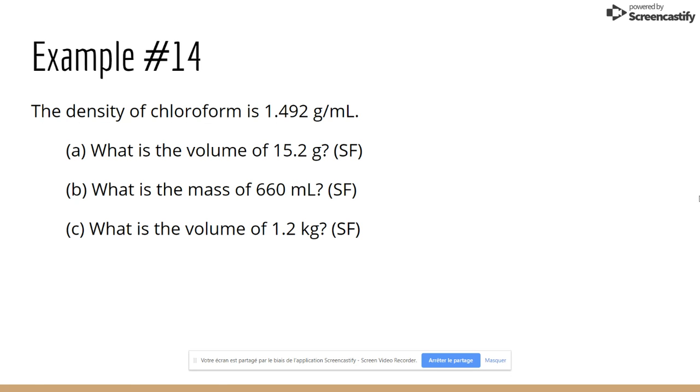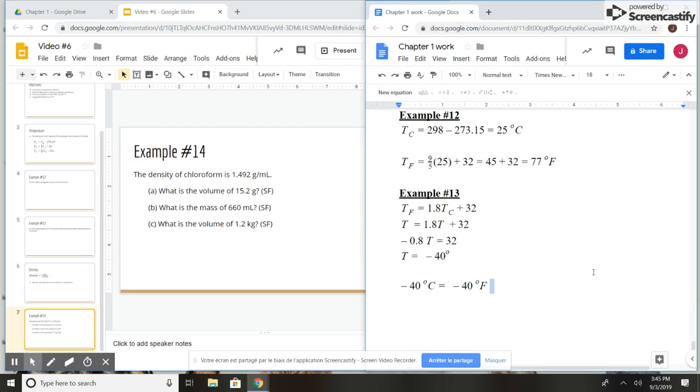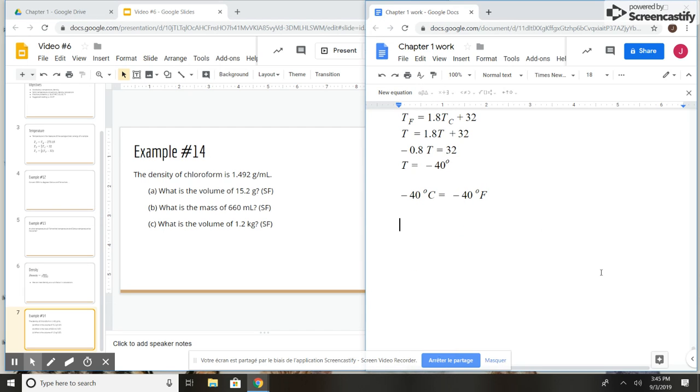Pause here. I will work through this, but again, feel free to move ahead if you're feeling pretty confident on it. So I've got 15.2 grams. I could take that 1.492 grams per milliliter, put milliliters up top and 1.492 grams on bottom. Grams cancel with grams. I'm going to round to 3 significant figures. So I get 10.2 milliliters.